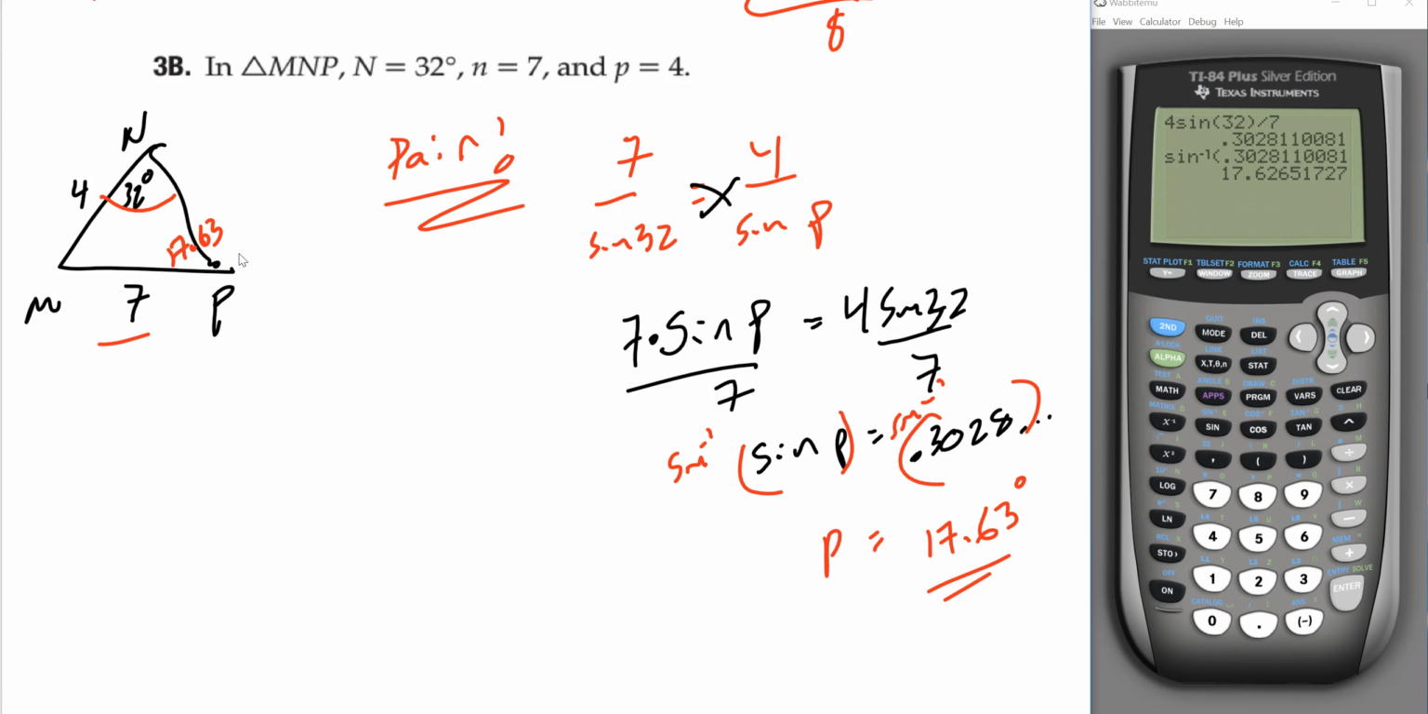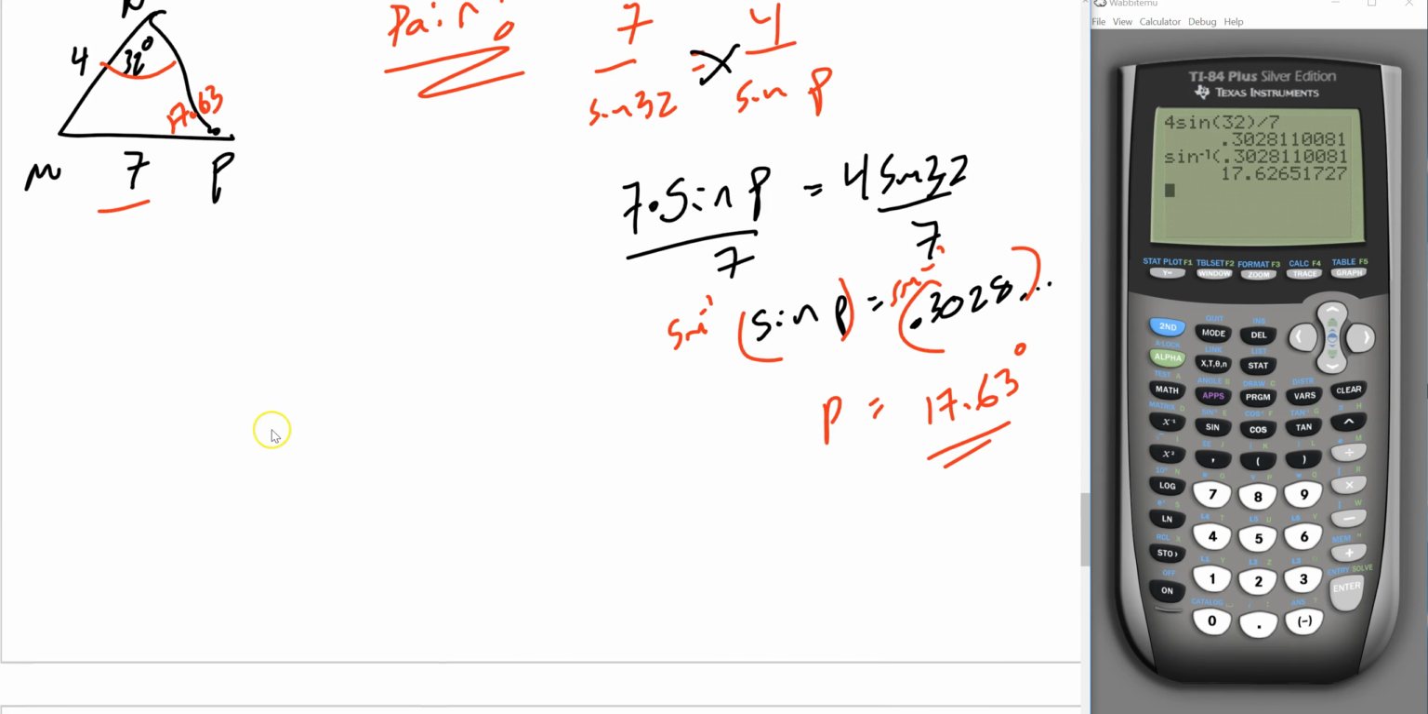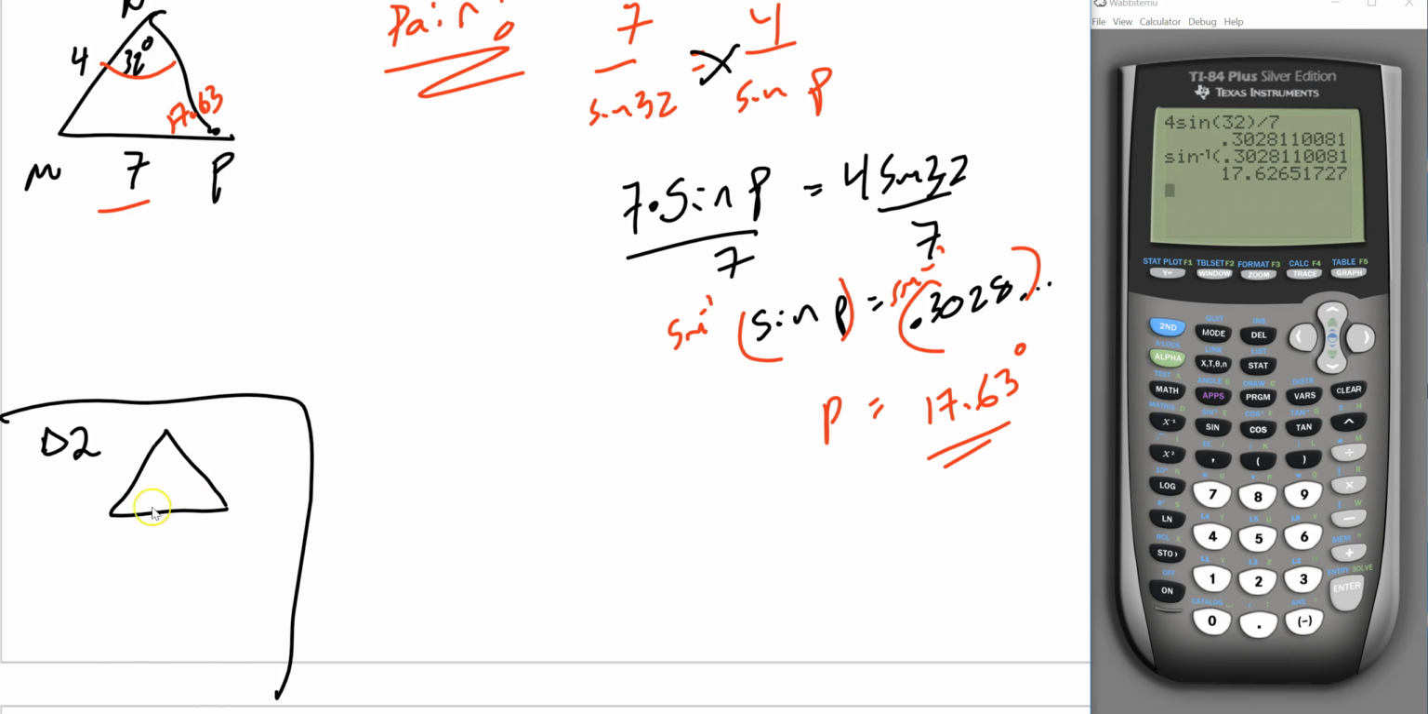So now, before we move on, let's do triangle 2, because again, the easiest way to tell if you have a second triangle is to assume there is one. So let me carve off a little space right here. Let's do triangle 2. Triangle 2 works very similar to triangle 1. This is 7 because I know it's given. Everything I wrote in black is given. So 4, 32. What's different? The first thing I'll give you here, P right here, 17.63. The way you do it here, you have to subtract from 180.